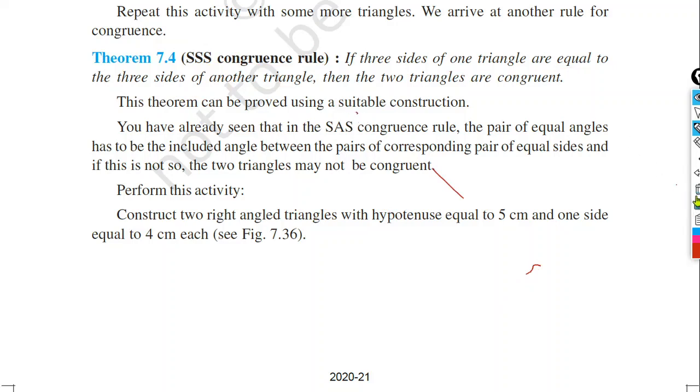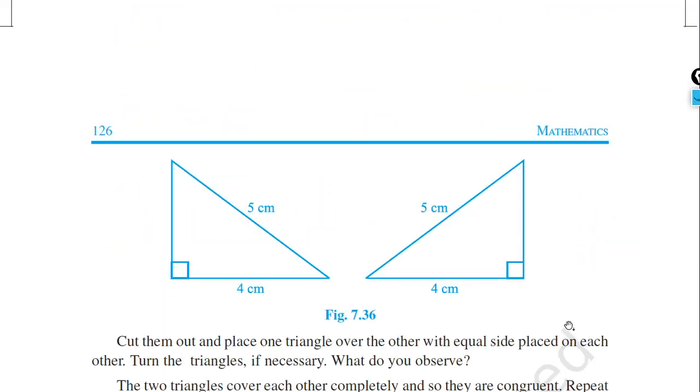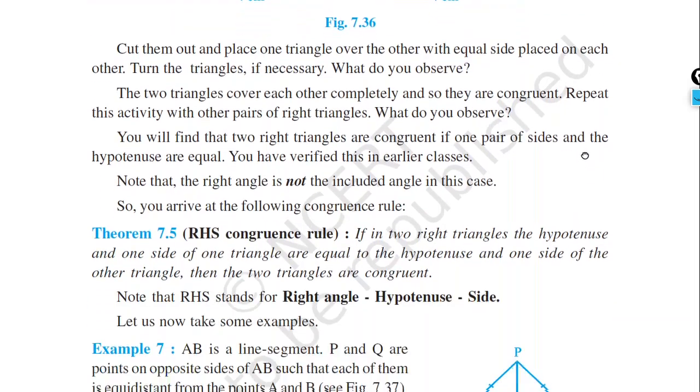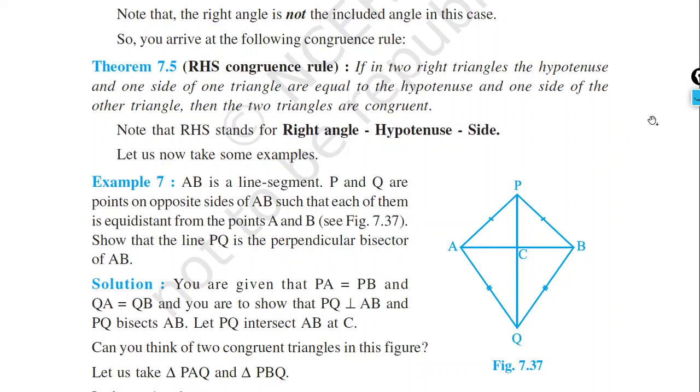Now we will move to another congruency rule that we also discussed in class 7 and 8. Yes, that is RHS. Basically this theorem is for right angle triangles. Let's read the theorem. If in two right angle triangles, the hypotenuse and one side of one triangle are equal to the hypotenuse and one side of the other triangle, then the two triangles are congruent.